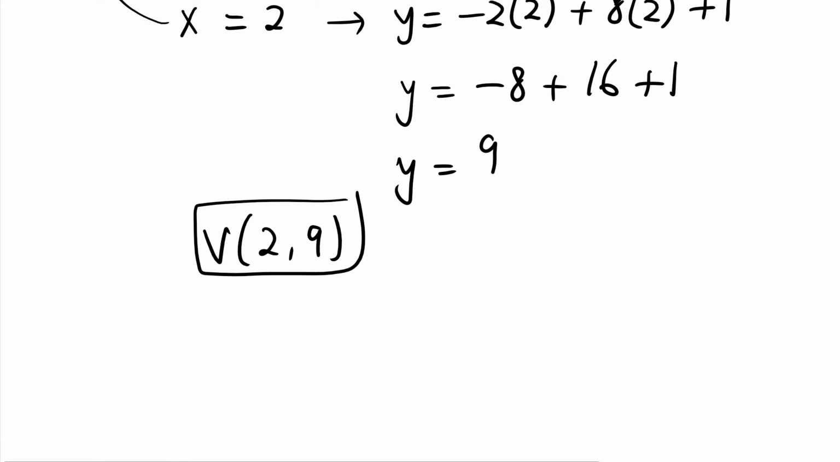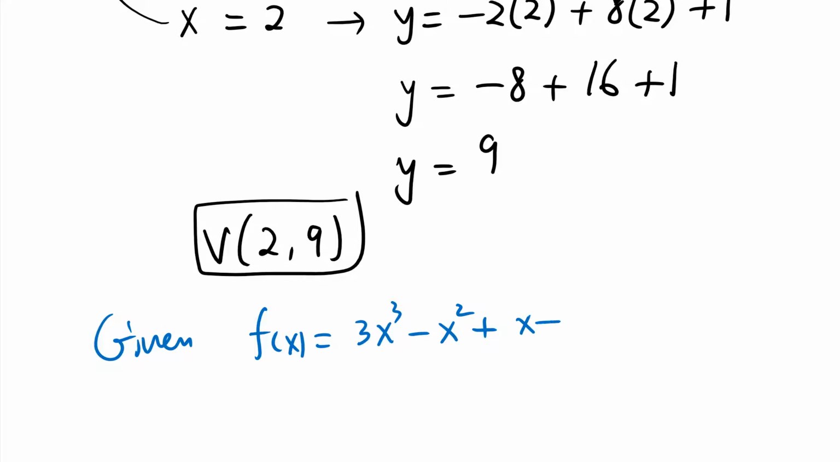Next, let's say we are given a function 3x cubed minus x squared plus x plus 7, and let's make it ax, and f of -1 is 5. Find the value of a.